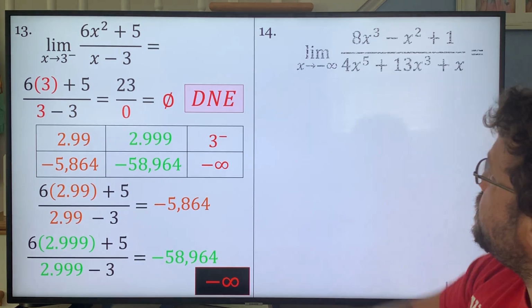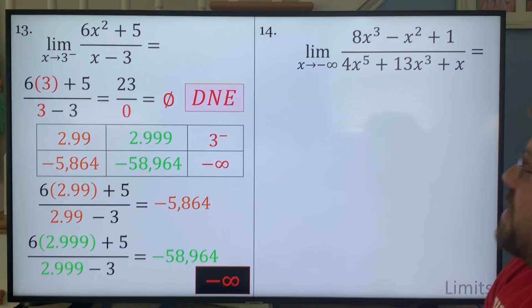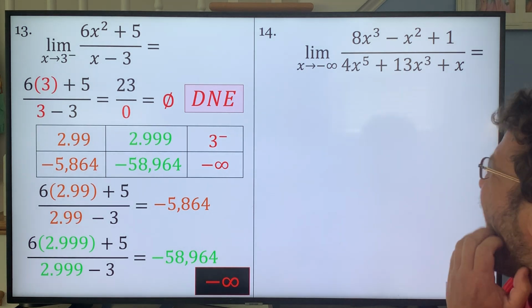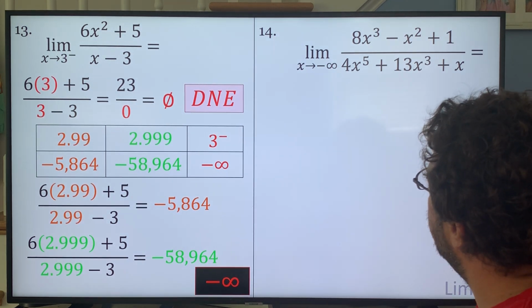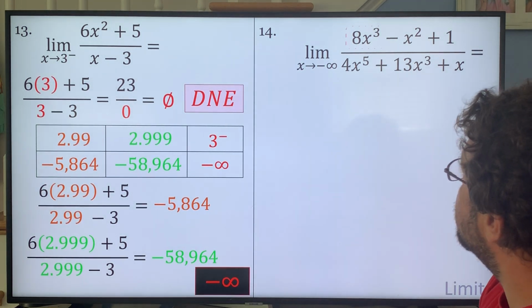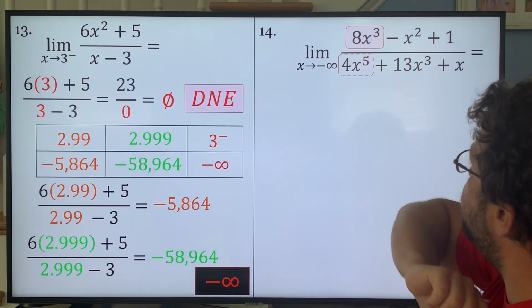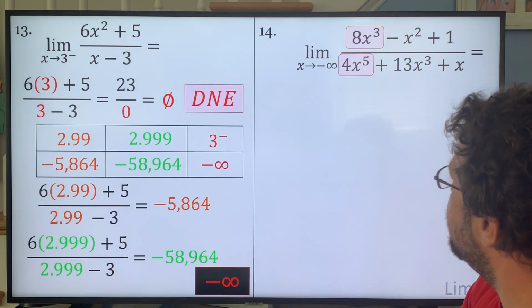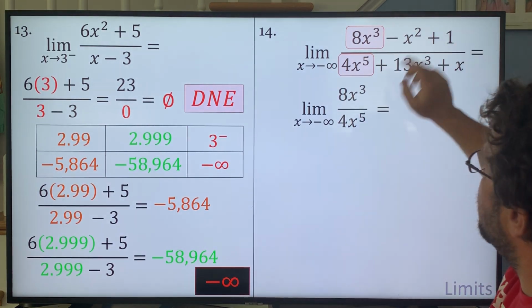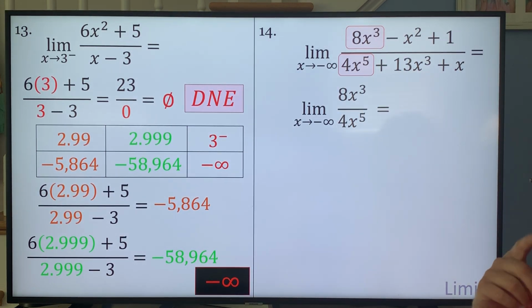All right? All right, let's try this one. This isn't a one-sided limit. This is an end behavior. So when you plug in -infinity here, the L'Hopital's, you pick the highest degree term on top. 3, bigger than those. Highest degree term on bottom is 5. This is an easy one. So you drop everything else. You don't care about it. 8x to the third over 4x to the fifth.